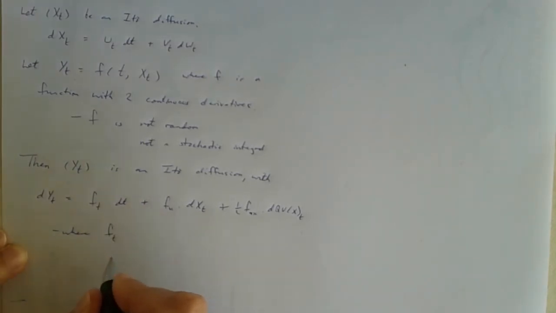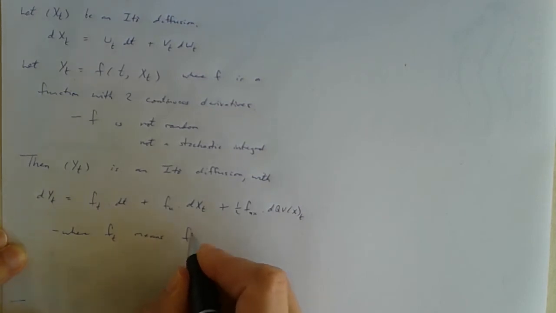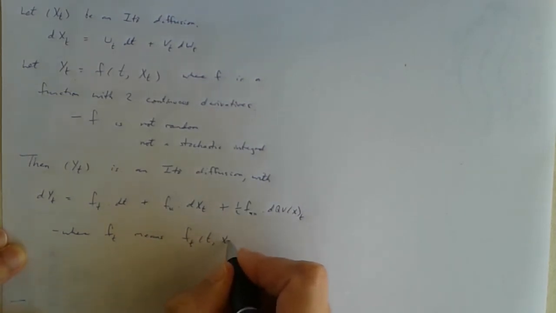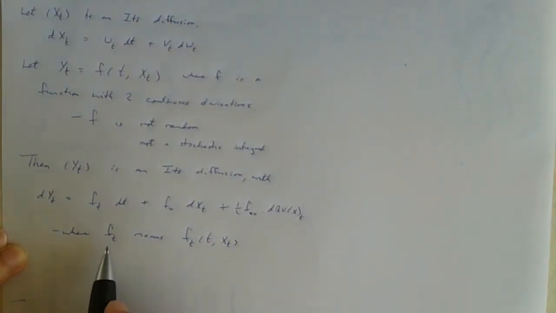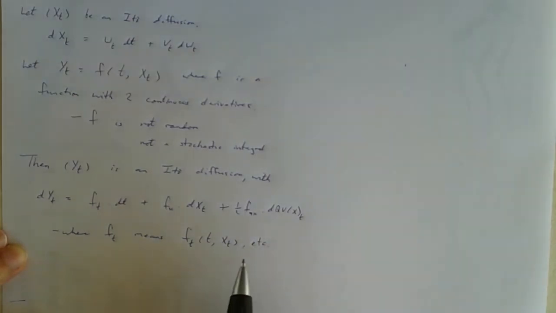So here f_t, for instance, means, as we were previously doing, although we're just writing f sub t, we mean f sub t evaluated at the point t and x_t. And likewise for the other two partial derivatives involved, f_x and f_xx.